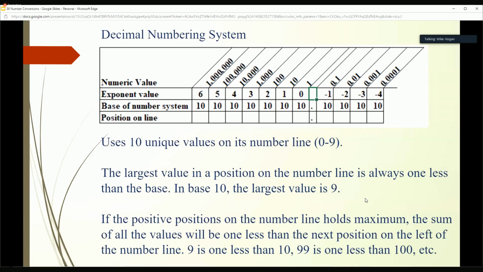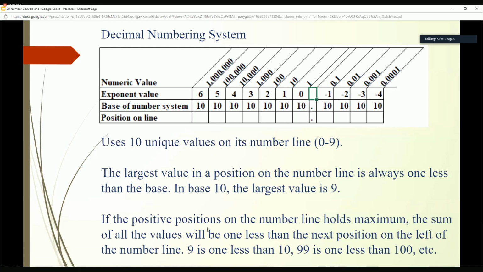The largest value in a position on the number line is always 1 less than the base, right? So basically what is that saying? Well, basically, when I'm working with base 10, the largest value I could have, like, let's say right here, which we know is our ones column, is the number 9, right? That's the largest number we can have. That's the highest unique character before we go to the next weighted column.